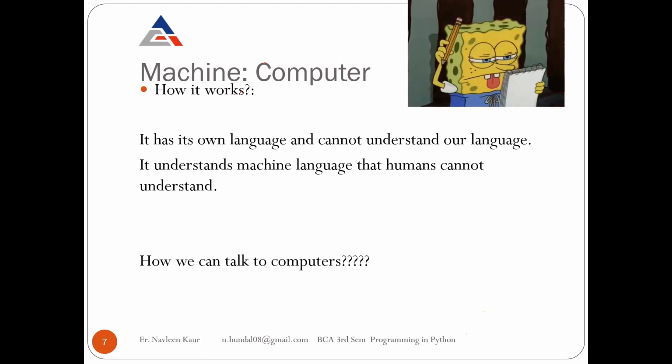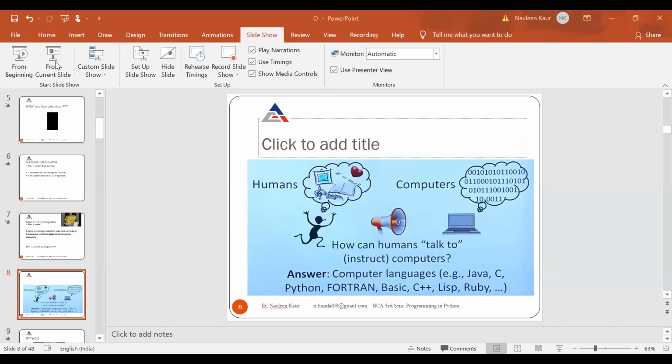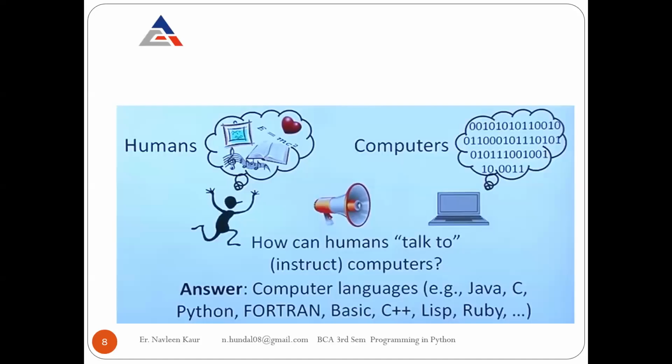Then how can we talk to computers? Suppose I want to tell my computer to do something. How to tell? Can anyone tell me how to talk to my computer? Okay, so I was saying that there is a gap, right? The language humans understand, computers will not understand. Similarly, the language computers understand, humans will not understand. How do we cover that gap?